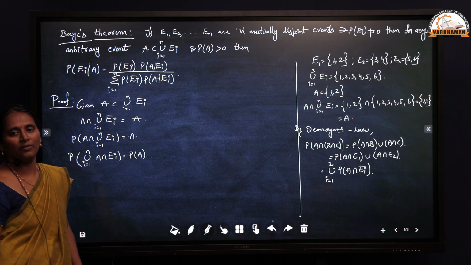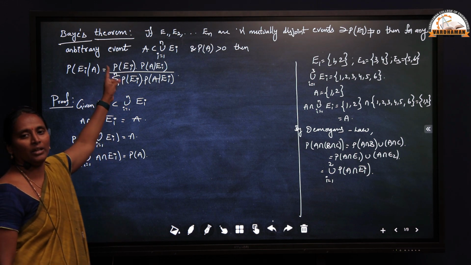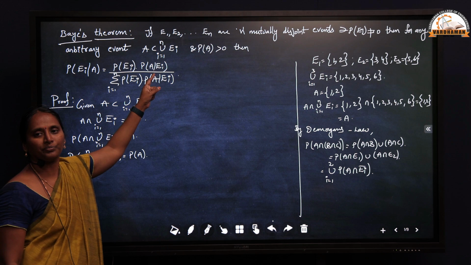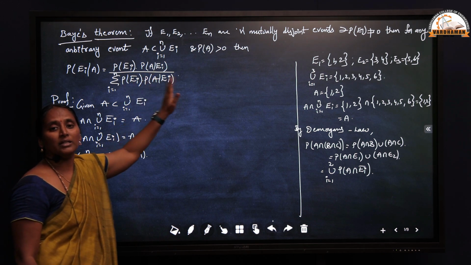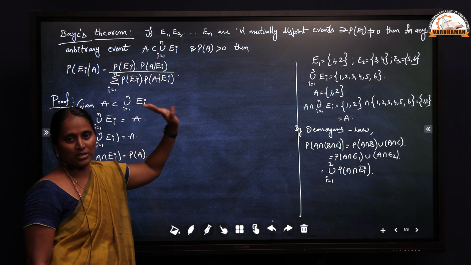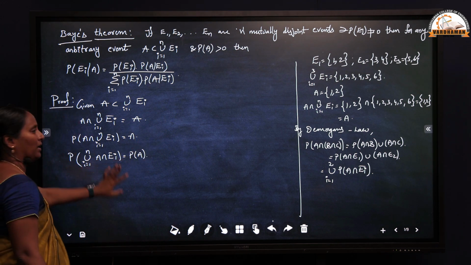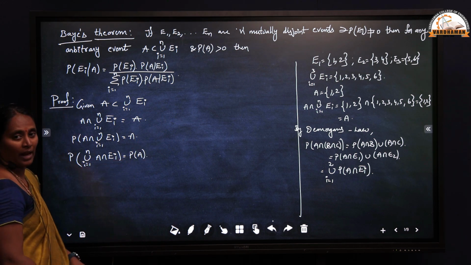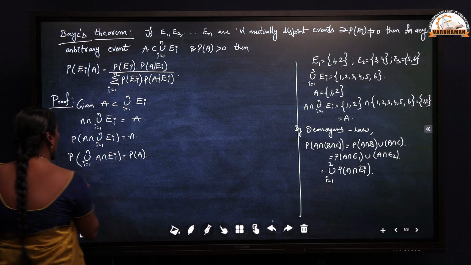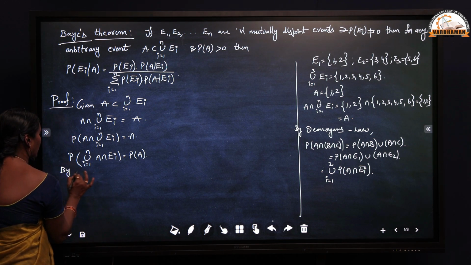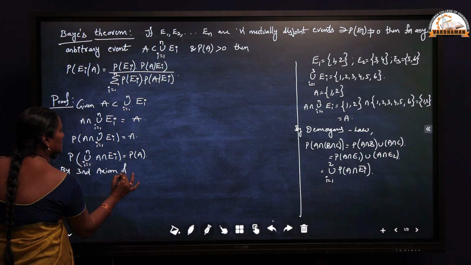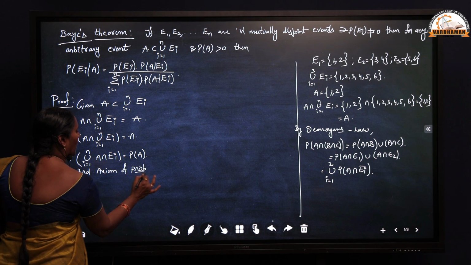Because in the given statement we are taking E1, E2 and so on, En as n mutually disjoint events. So now let us see P of the union over i from 1 to n of A intersection Ei. We know the third axiom of probability. What is the third axiom of probability? Now let us see by the third axiom of probability.